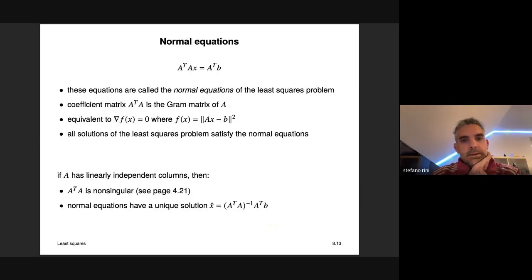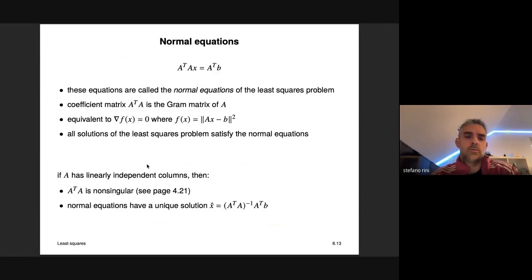So we want to solve, we can bring the minus 1 to the other side, right? So that we have the equation A transpose A times x equal to A transpose b. These are called the normal equations in the least square problem. And the coefficient matrix A transpose A is the Gram matrix of A. Okay, Gram as in Gram-Schmidt, of course.